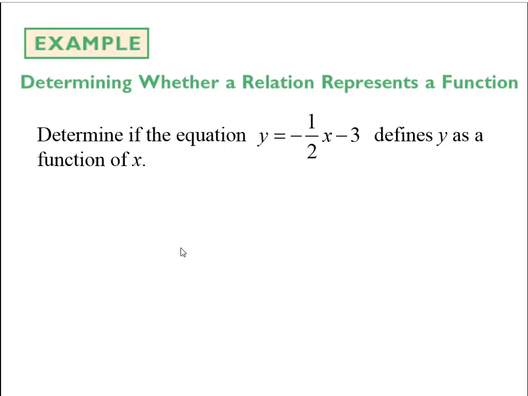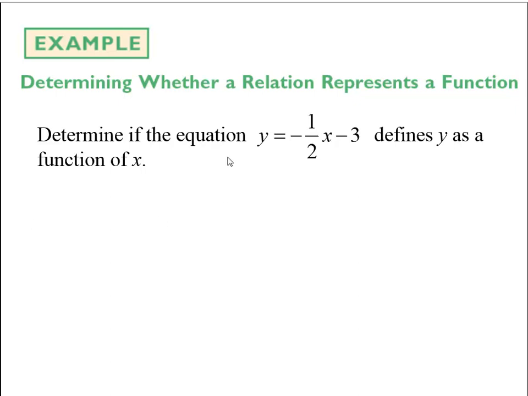All right, so now that we have illustrated that definition with mappings and ordered pairs, let's get a little bit more realistic in terms of what we're going to do in this course. Let's suppose we have the equation y equals -1/2 x minus 3, and the question says determine if this represents a function or not. This is definitely a relation, but is it a function? What we want to know is, for each x, is there one and only one y?